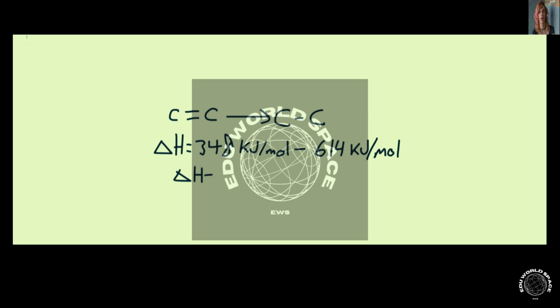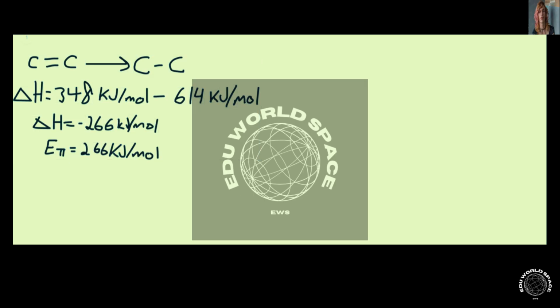So that means 348 minus 614 is, delta H is minus 266 kilojoules per mole. So that means the energy of our pi bond is equal to 266 kilojoules per mole, because that's how much energy it takes to break our pi bond and form a single bond.